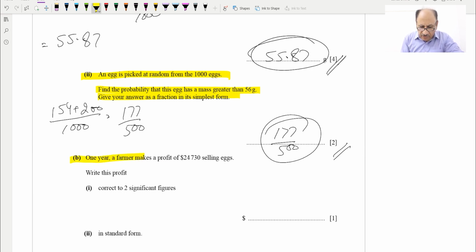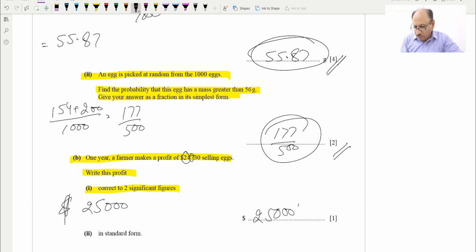B part, in 1 year a farmer makes profit of this much selling eggs. Write this profit correct to 2 significant figures. So we have to just round it to, these 2 are significant. So next number is 7, which is more than 5. So we will increase 4 to 5 and 0, 0, 0, and this will be dollars. So 25000 will be the answer for this, only 1 mark.